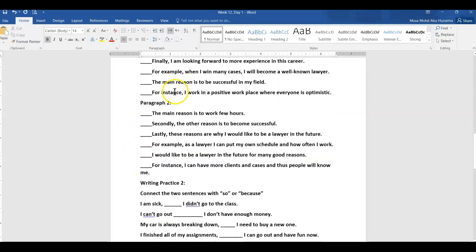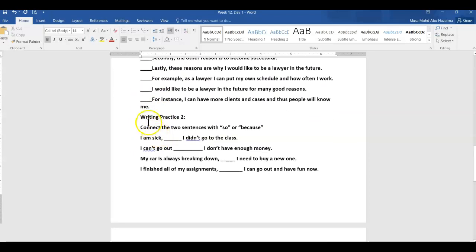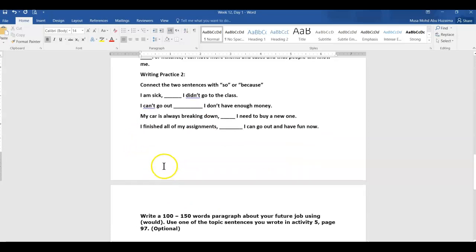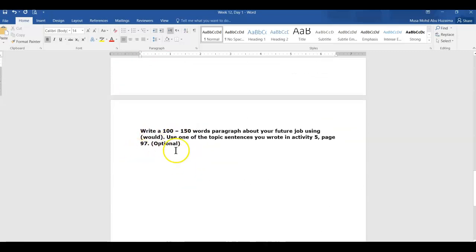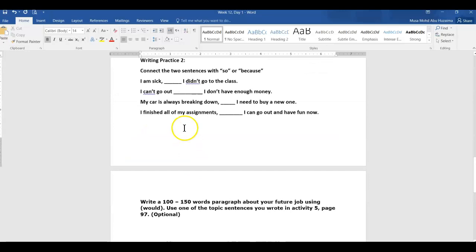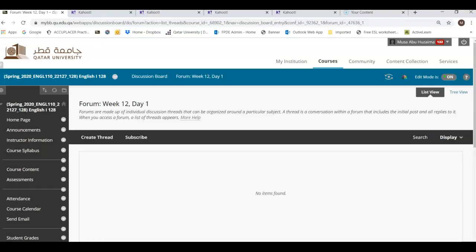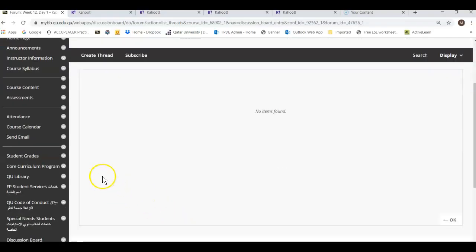This is the first paragraph and second paragraph. The second one, you need to connect the 2 sentences with so or because. You put so or because here. You have 1, 2, 3, 4 sentences. Okay? This I will share with you today by email. You save it on your computer, you do it, you answer it, and remember the third one is optional, and then you save it here.